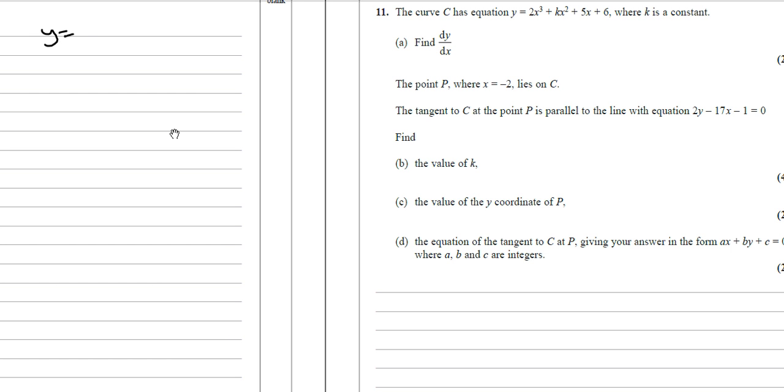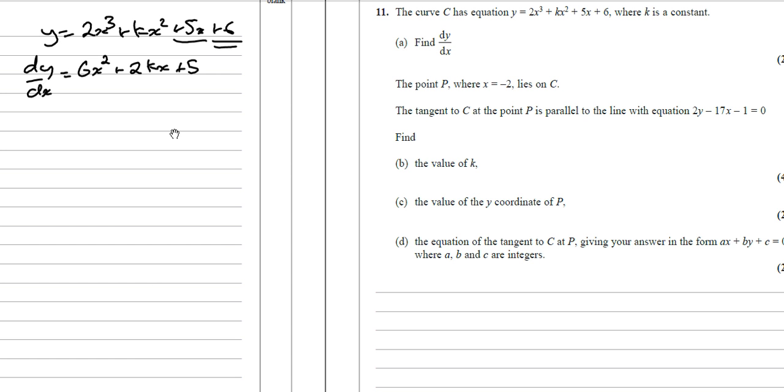y equals 2x cubed plus kx squared plus 5x plus 6, dy by dx, you just bring down the powers and multiply by whatever's in the front. So 3 times 2 is going to be 6x squared. Remember the squared there? Plus, if you bring the 2 down, it's going to be 2kx. When you differentiate something x, it just goes to the number, so it's going to be 5. And because there's no x here, you just get rid of that 6. So dy by dx for 2 marks equals this here.